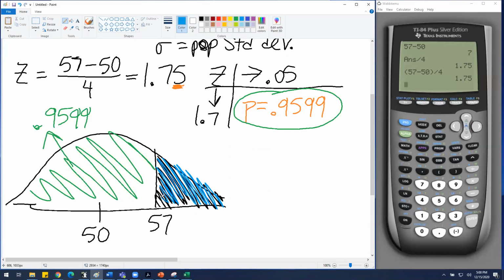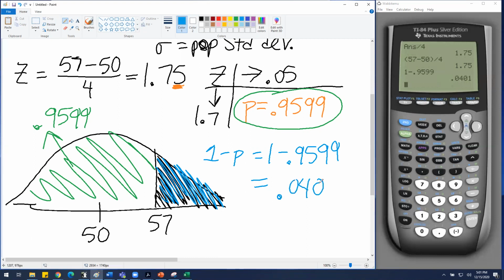So to find the probability area to the right, we have to do 1 minus the probability. So 1 minus 0.9599 will give us our final answer. So 1 minus 0.9599, I get 0.0401. So this is the probability that your car is traveling faster than 57.